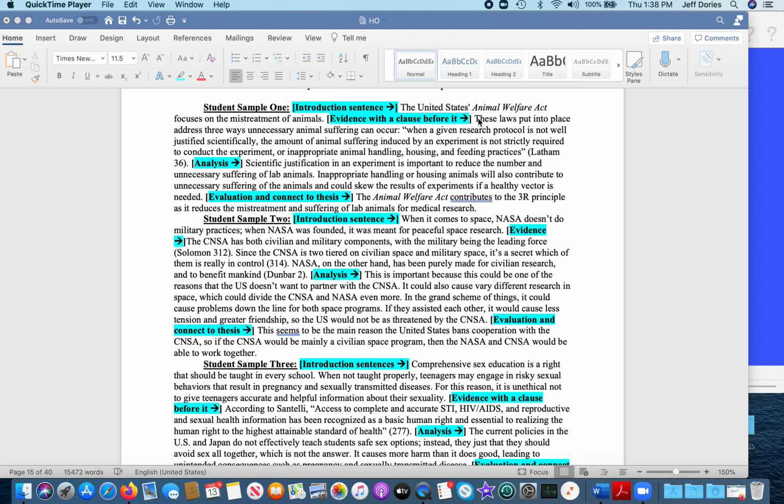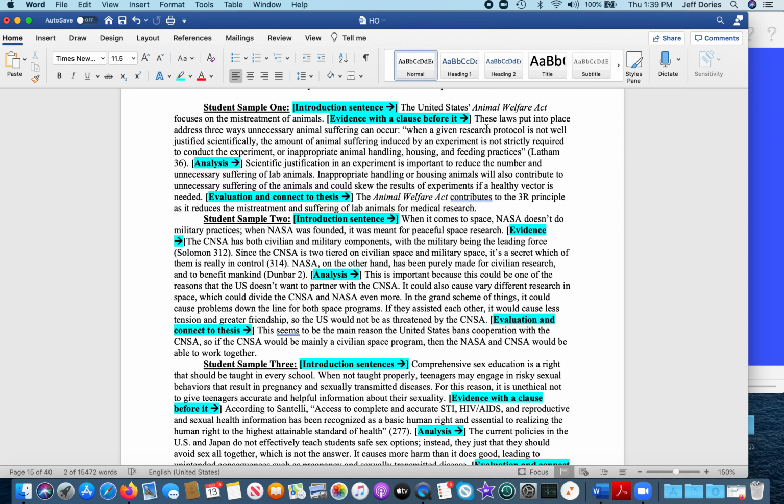And then the quote, so this is from the actual author here, right? And it leads into a quote from a source. And you can see it's about 2.5 lines. That's about the maximum that I want your quotes to be. When a given research protocol is not well justified scientifically, the amount of animal suffering induced by an experiment is not strictly required to conduct the experiment, or inappropriate animal handling, housing, and feeding practices. You see the MLA format here, the quote stops, then you have parentheses, last name, page number.